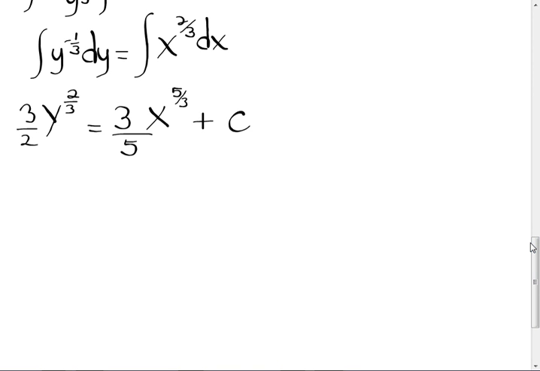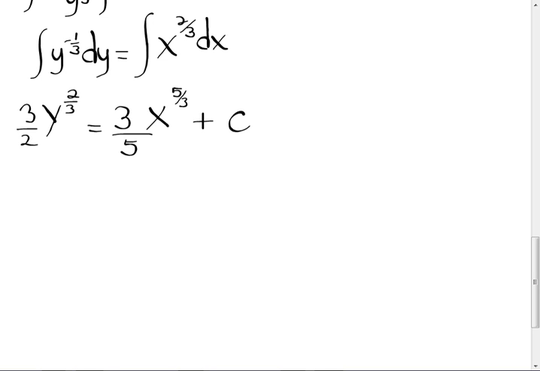Okay. Here's the hard part. We have to solve for y. They didn't give me a particular solution. If they did, Declan, we would put the point in there, we'd find c, and then we'd solve for y. Well, I don't know what it is. So we have to solve for y here. So I don't want the fraction, so what could I multiply to get rid of? Well, 2 doesn't go into 5.